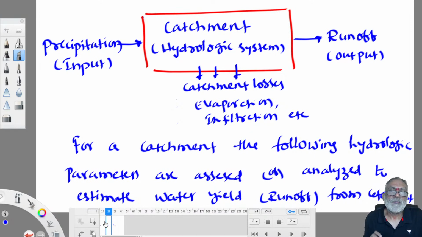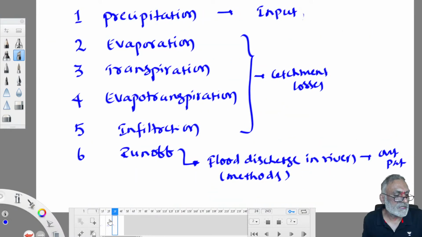So what parameters do we need to analyze? Precipitation, evaporation, transpiration, evapotranspiration, infiltration, runoff. Precipitation is an input. Evaporation, transpiration, evapotranspiration and infiltration are all catchment losses. Finally, runoff is an output.